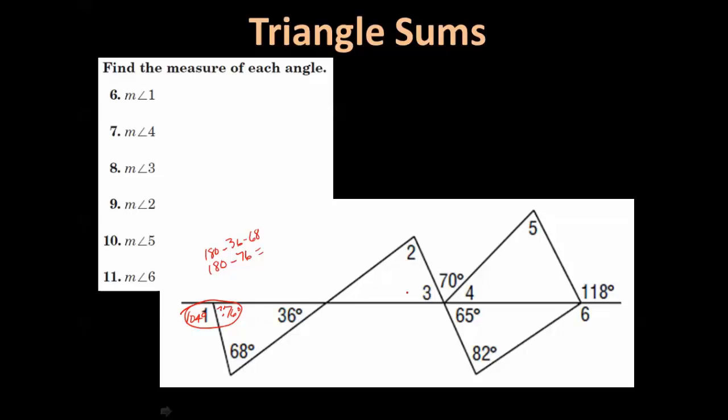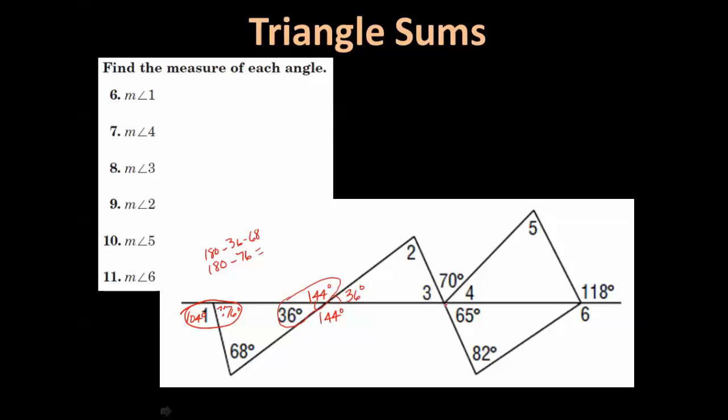Alright, for angles 2 and 3, I have to do a little bit more work over here. This angle right here and this angle right here are a linear pair. So 180 minus 36 is going to give me 144. This angle right here is also 144. Oh, and I'm so silly. These two guys right here are congruent, so that's 36 degrees.